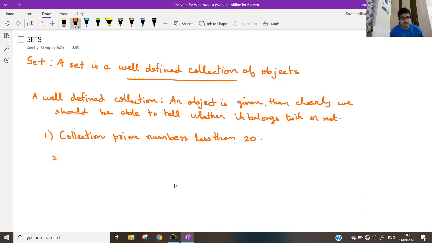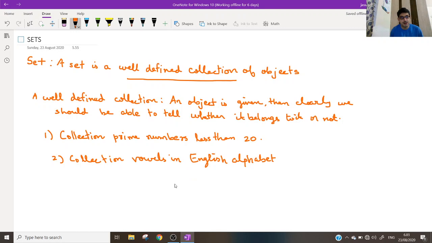Now the second example is the collection of vowels in the English alphabet. Here also, if I say A, that belongs to this collection. If I say B, it is not a vowel, so it does not. So clearly, given any element, we can say whether it is a member of this collection or not.